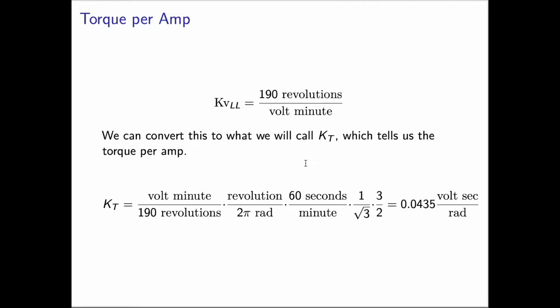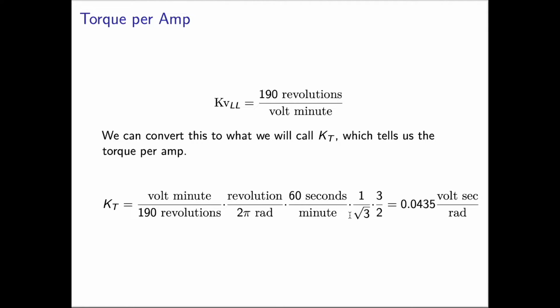The FlipSky 6368 motor I'm using has a line-to-line kV of 190 RPM per volt, so every volt applied to the motor adds 190 RPM to its speed. We start the conversion by flipping the units of the kV, since faster motors with higher kV have lower torque per amp. We then convert from revolutions per minute to radians per second.